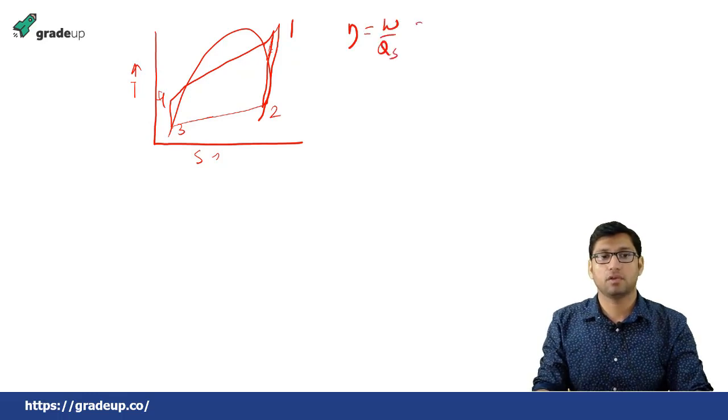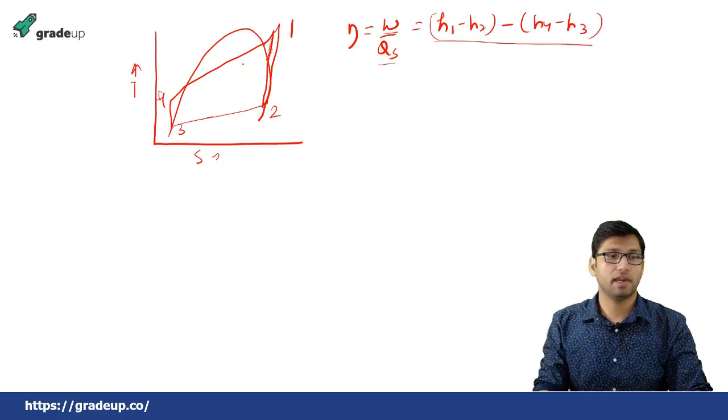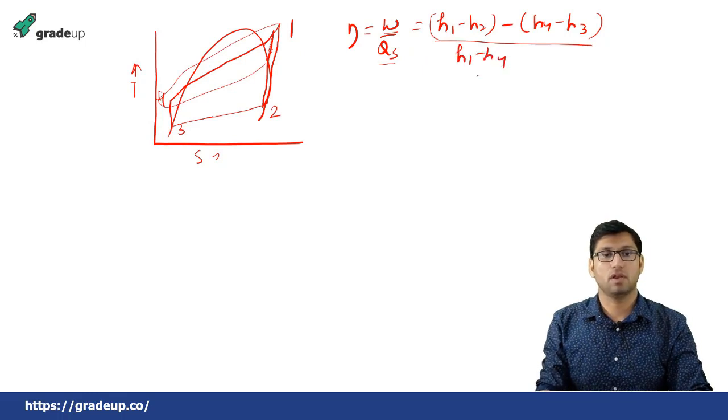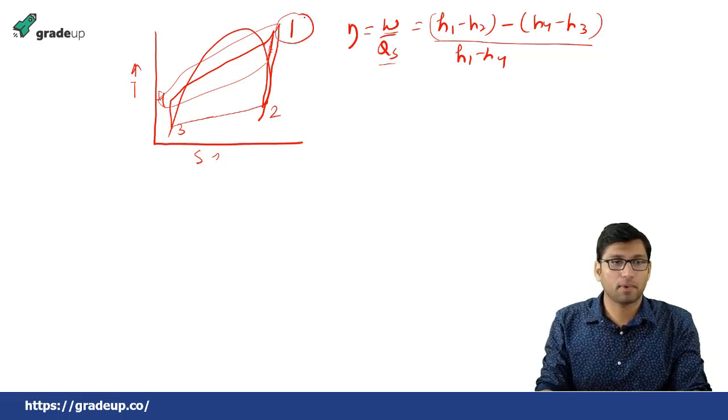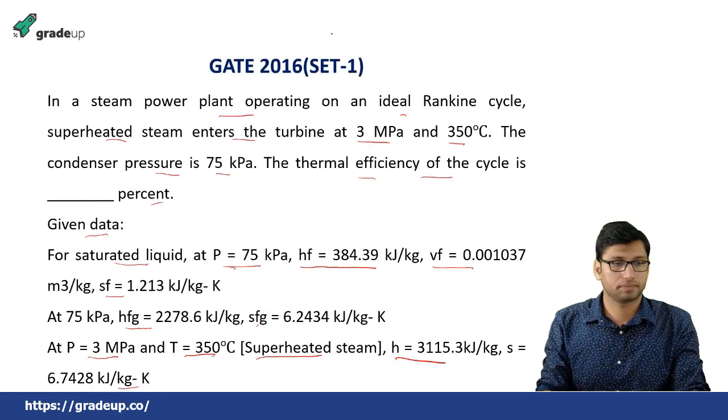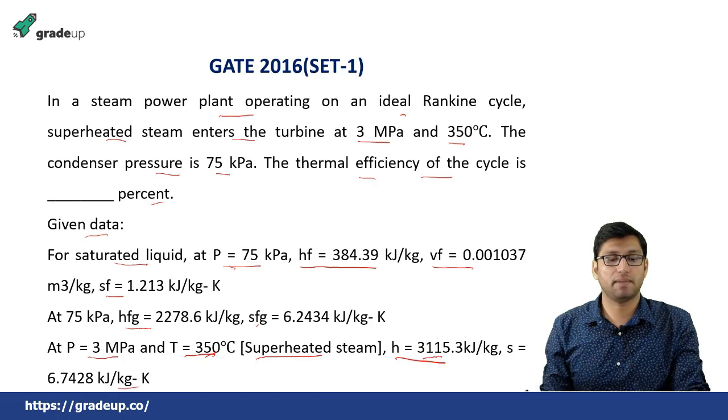heat supplied. The work done in this case is equal to H1 minus H2, which is the turbine work, minus H4 minus H3, which is the pump work, over heat supplied. Now the heat supplied is equal to H1 minus H4. So how are we going to find these enthalpies? Enthalpy at point 1 is at 3 megapascal pressure and 350 degrees Celsius.